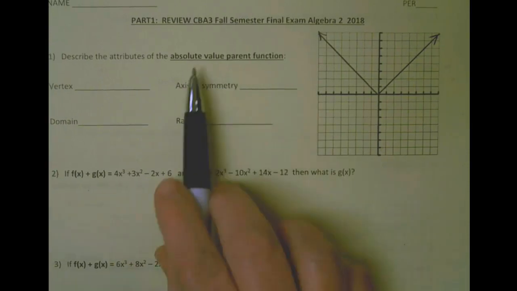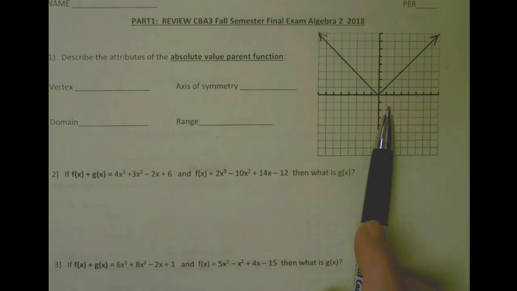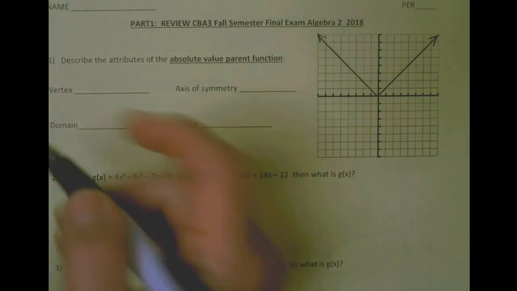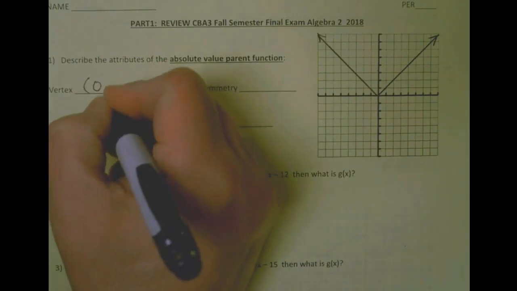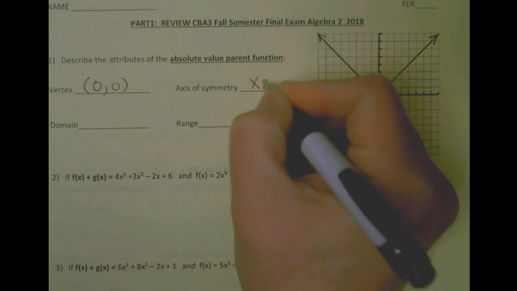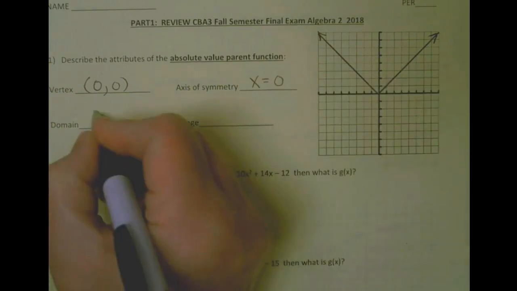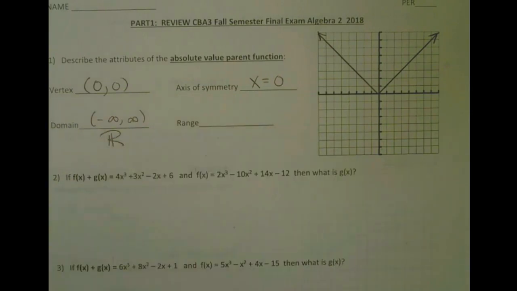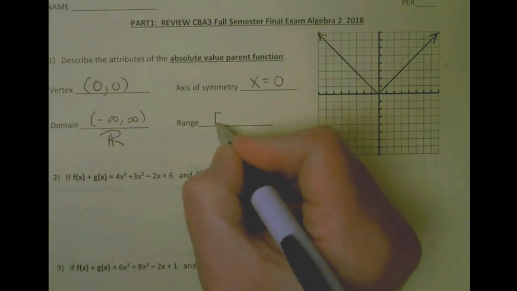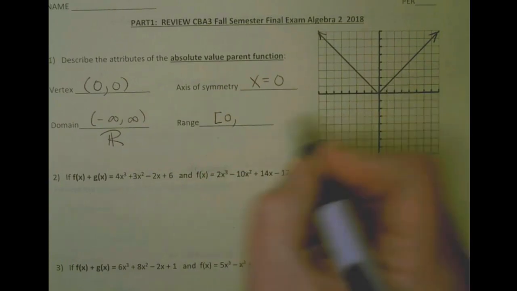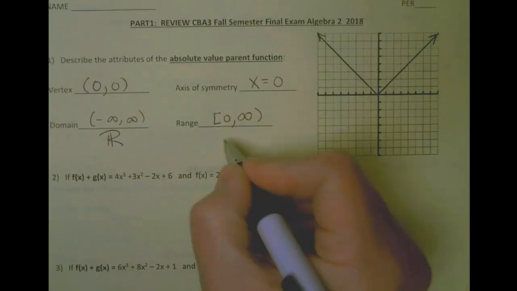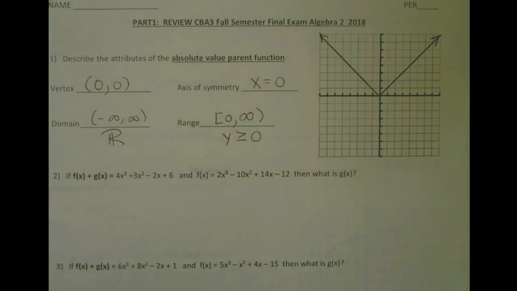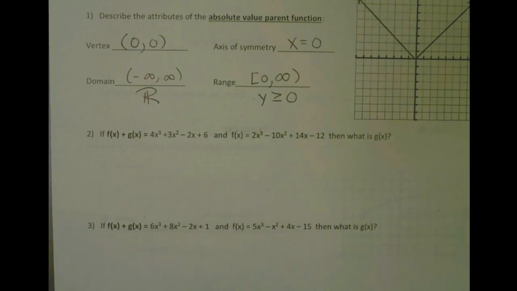The absolute value parent function graph looks like this. The absolute value is V-shaped. The vertex is 0, 0. The axis of symmetry is x equals 0. The domain is all real numbers. It can be written either of these two ways. The range is 0 to positive infinity, y greater than or equal to 0.